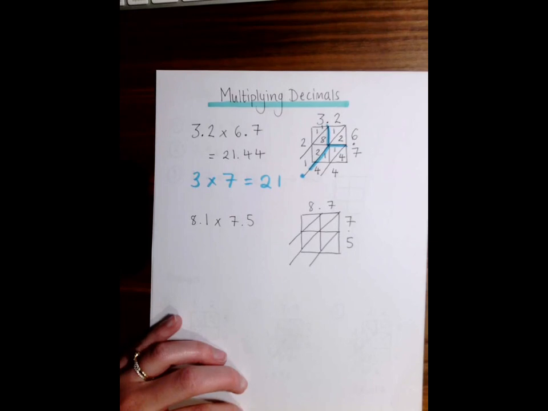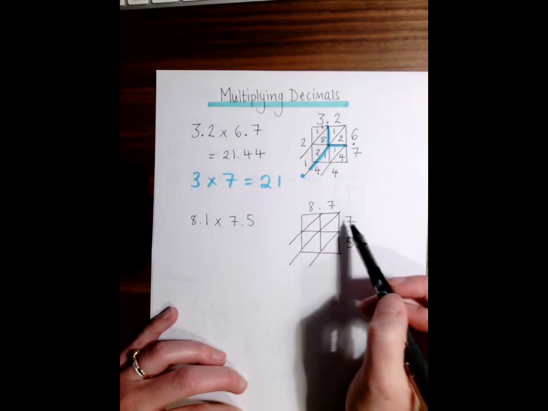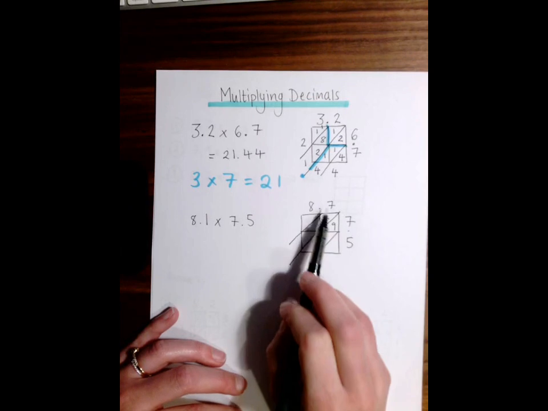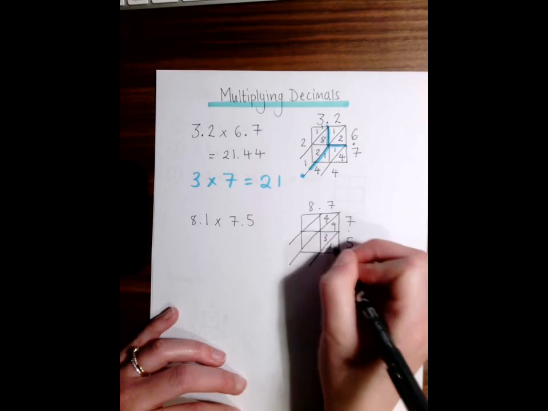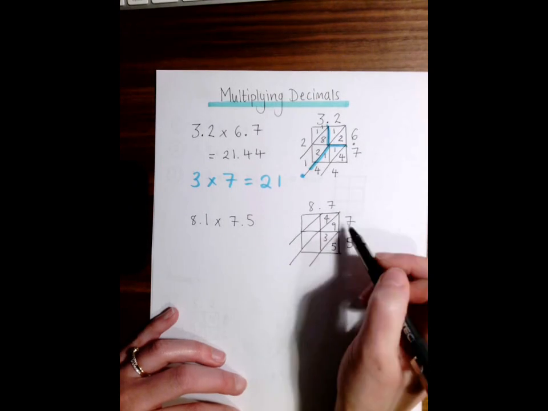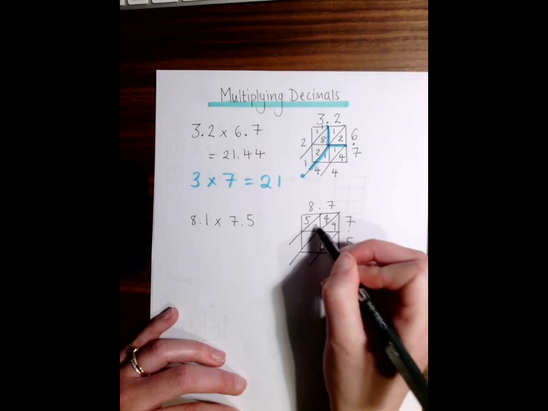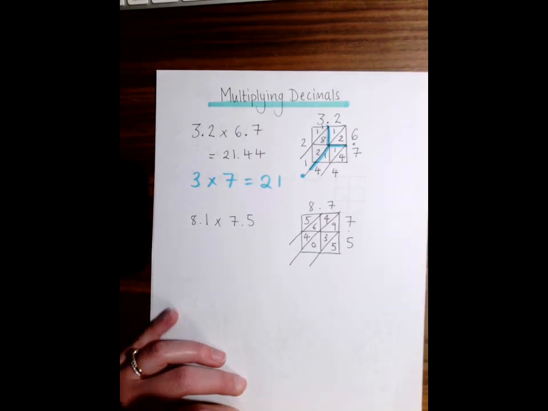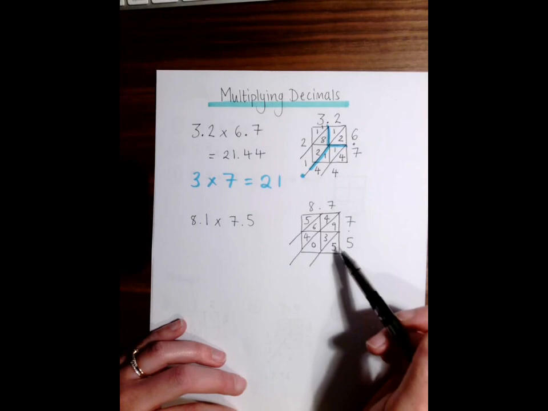And then start doing some calculations. So 7 times 7 is 49. 7 times 5 is 35. 8 times 7 is 56. And 8 times 5 is 40. Then you can add along the diagonals.